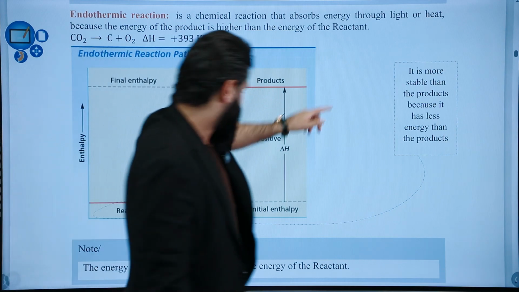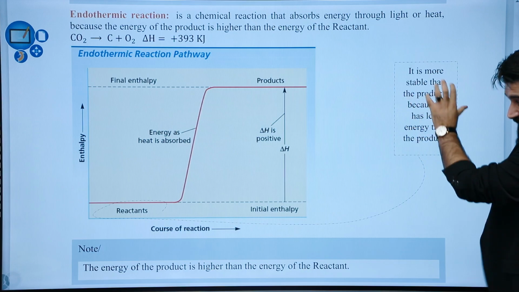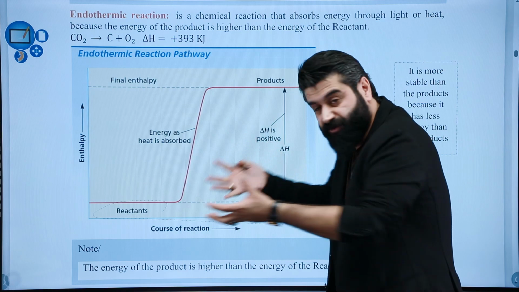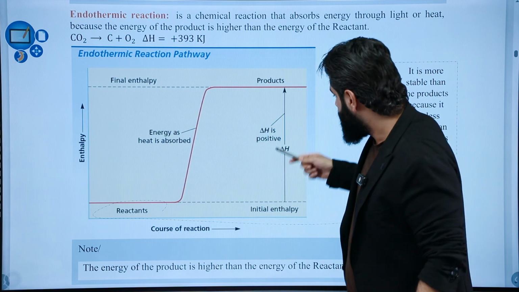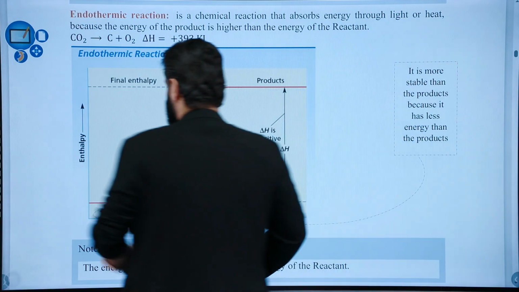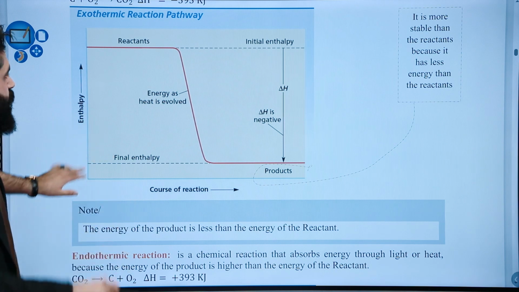So let's see, reactant is more stable than the product because it has less energy. This will be the amount of energy that has been absorbed, of course, okay? And this is delta H. It must be positive. Course of reaction versus energy. For the exothermic, exactly it will be the opposite.